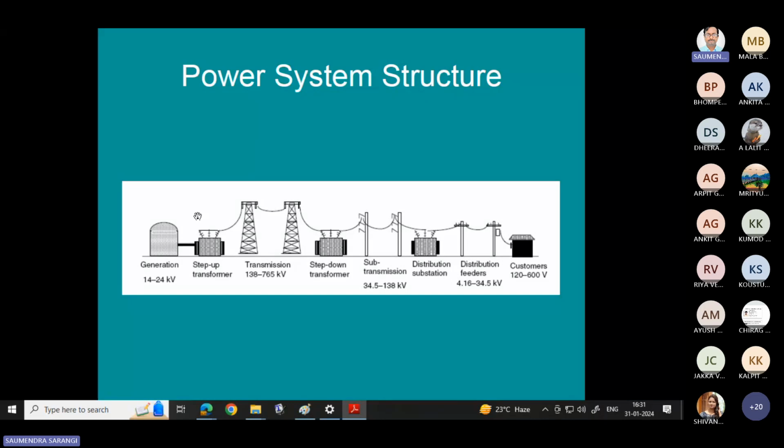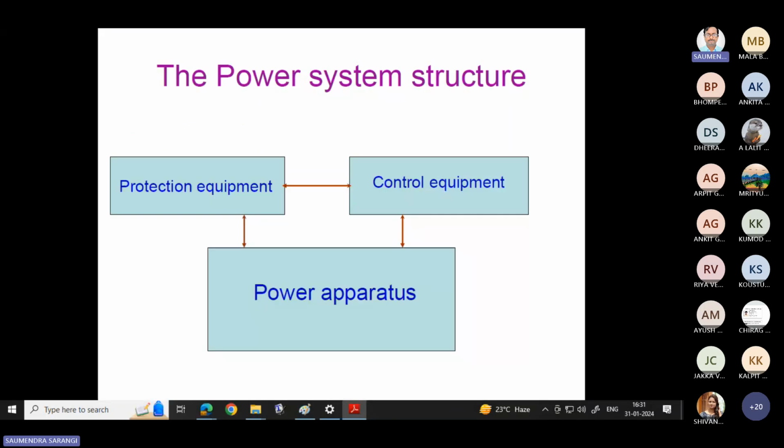These are nothing but called unit protection schemes. These are called power system differential protection schemes.